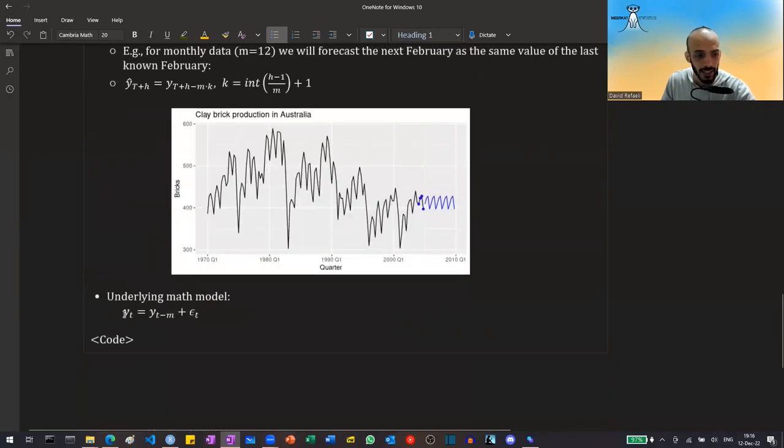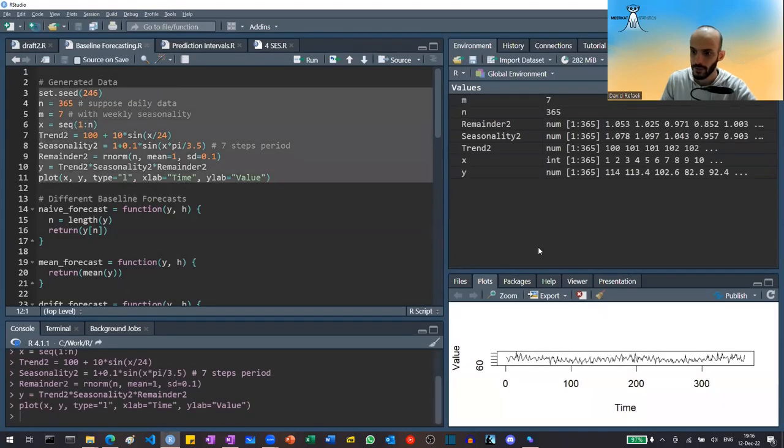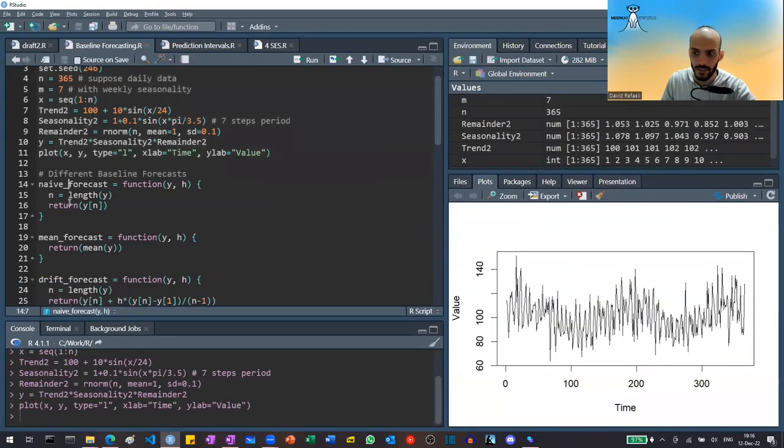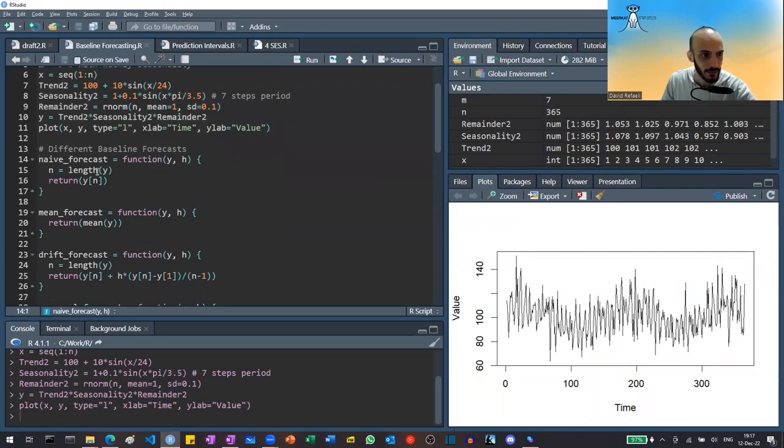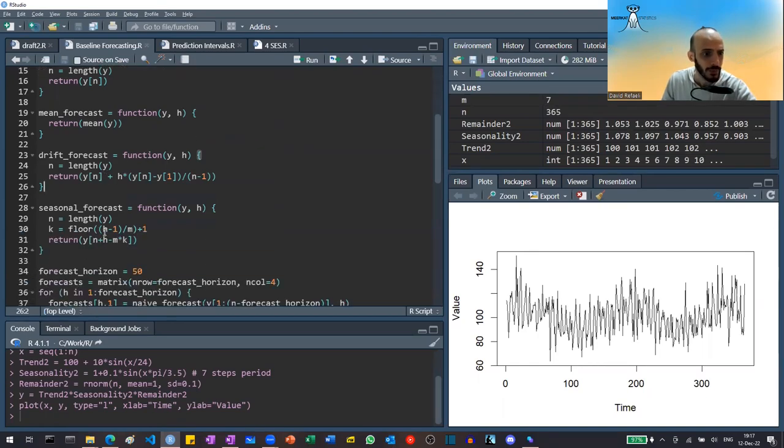Okay, and the underlying math model here is that the current value is equal to the last known seasonal value plus some white noise. Okay, if we switch into R, I can generate some data, which looks like this. And I just coded the different baseline forecasting methods. So we have the naive method, which simply returns the last value. We have the mean method, which gives the mean of the previous values. We have the drift method, which calculates the slope of the line and gives the value on that line. And we have the seasonal, which gives the last known seasonal value.